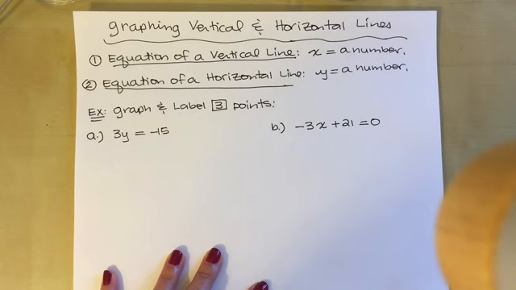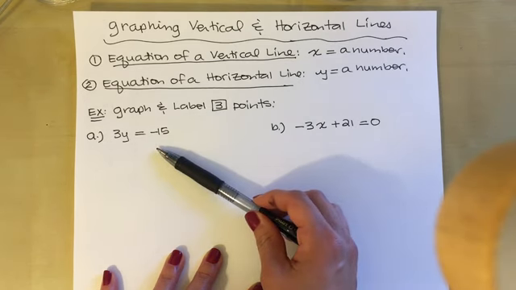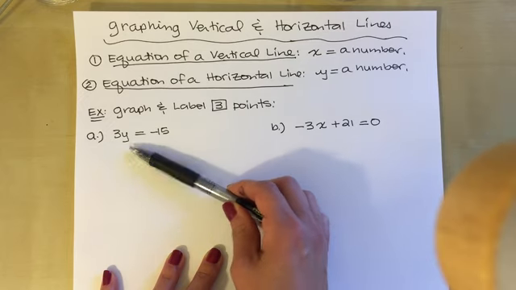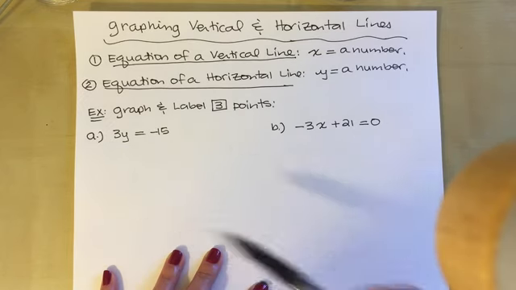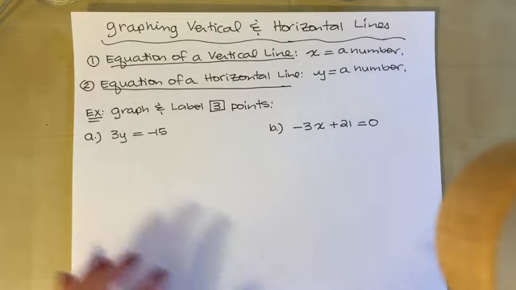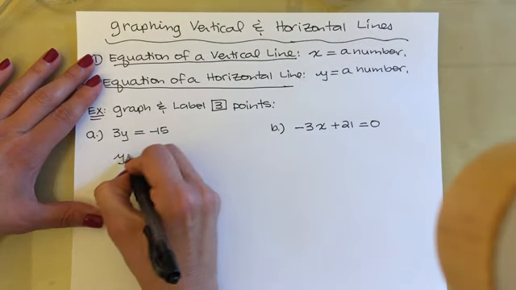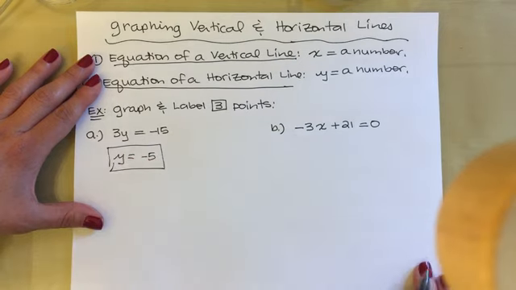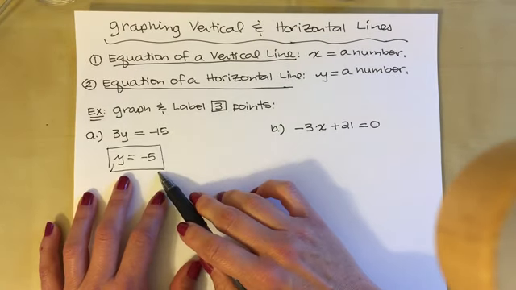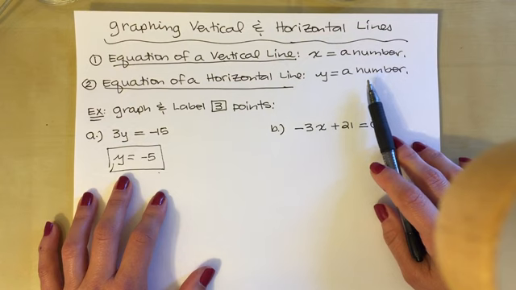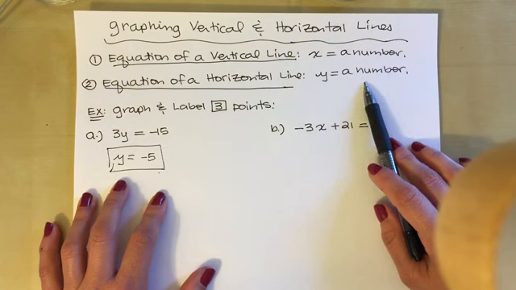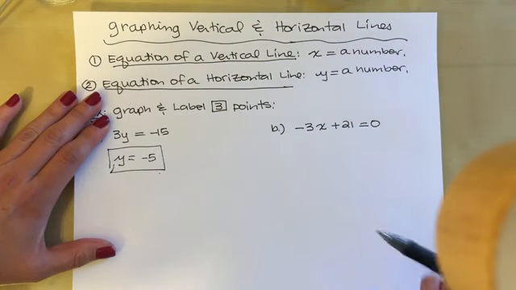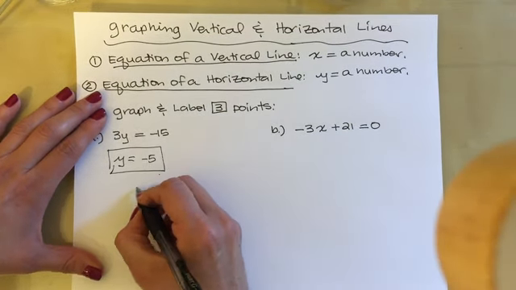When you have an equation like A, what we want to do is isolate the variable and then we can graph. We divide by 3, both sides. So this is my equation. Since it contains only y, then I know that I will be graphing a horizontal line. And these are very easy to graph. We do not need to do much work.